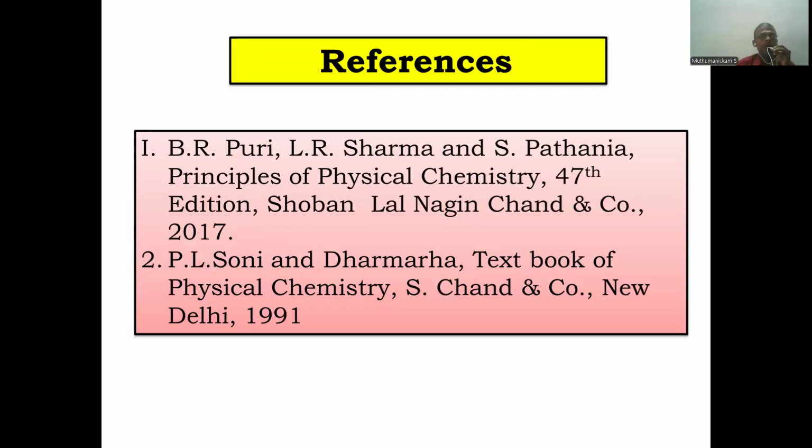These are some of the references that you could use to gather information about the Jablonski diagram. One is a well-known book, namely Puri and Sharma, and another is Soni and Dharmarha.